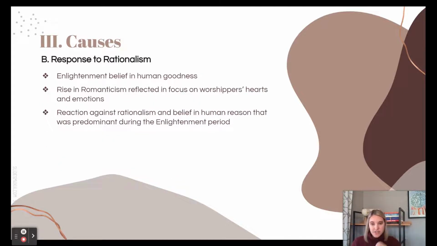Next up, response to rationalism. So the Enlightenment did have a belief in human goodness, and that does influence the ideas of the Second Great Awakening, but even more so, there's a reaction against rationalism. It's a kind of backlash to these ideas of the Enlightenment period that are so focused on reason, and it's shifting to these more romantic focuses that are based on emotion and worshipers' hearts, trying to appeal to their heart versus their head.